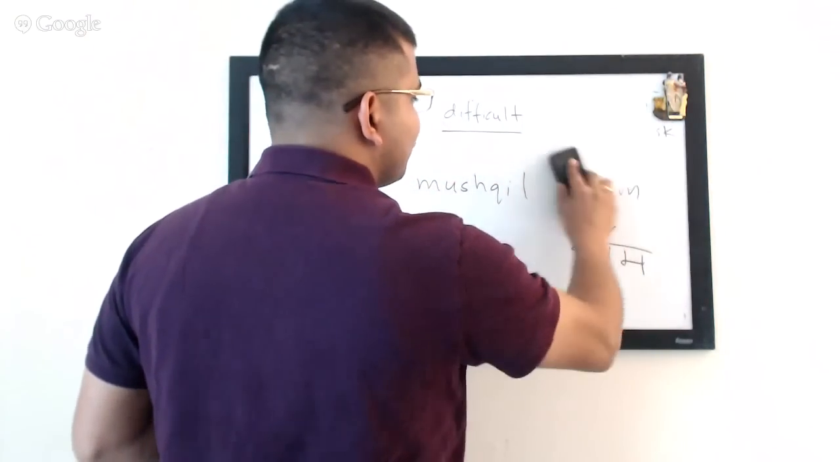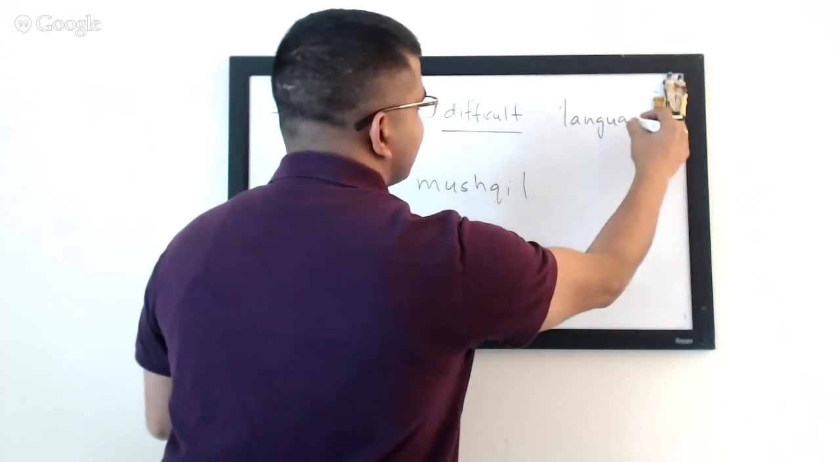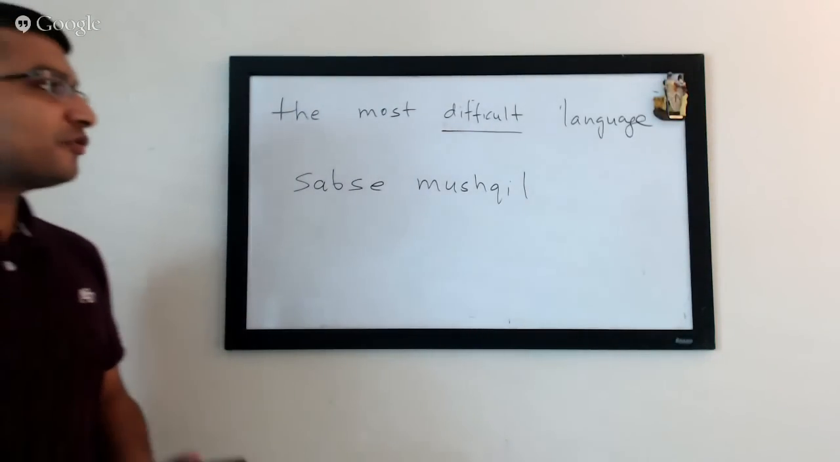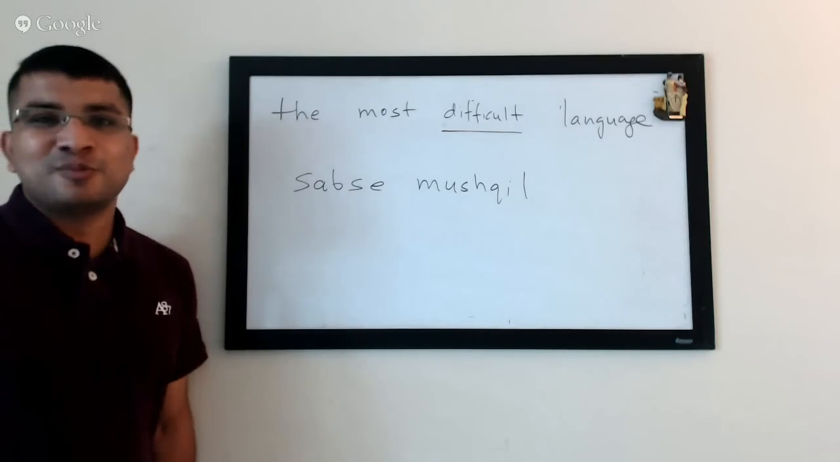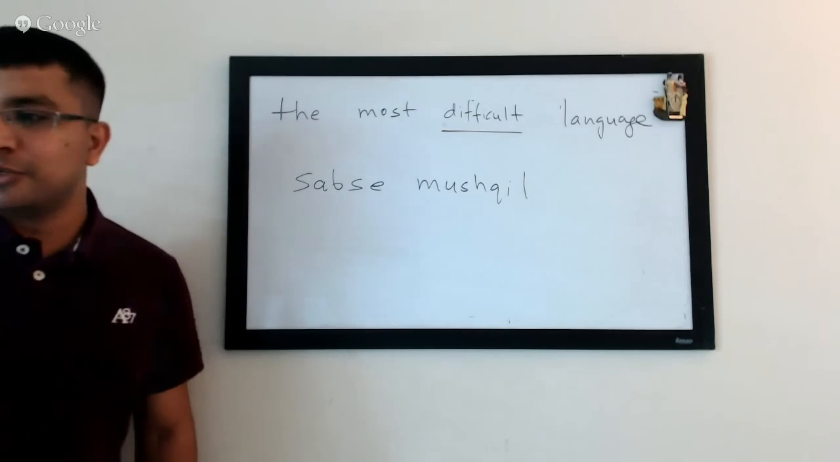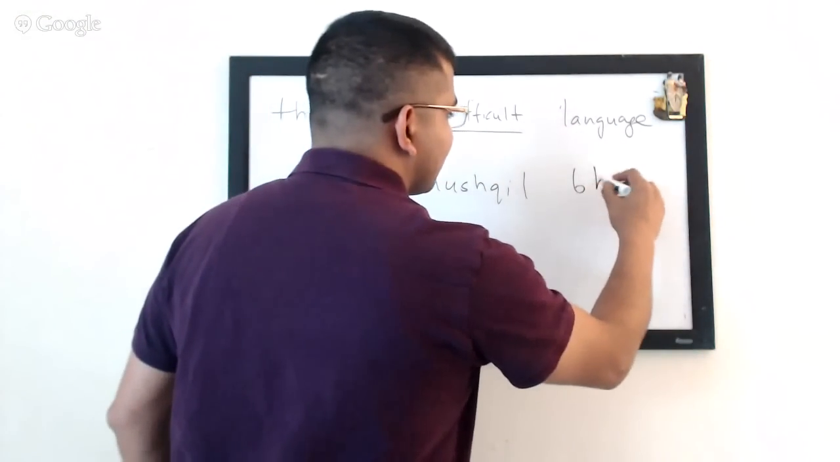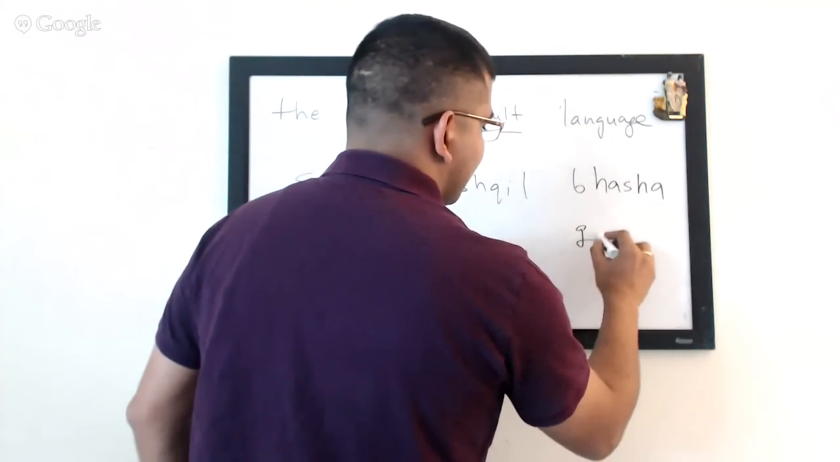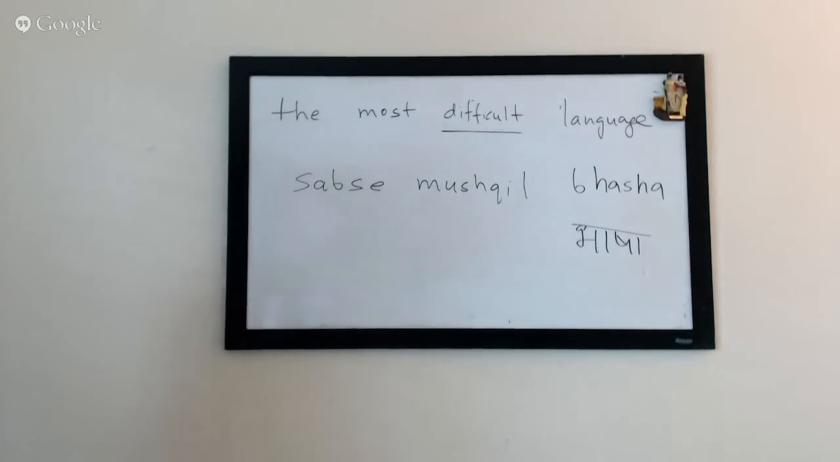So let's take some more. Language. You've already done it, so it should be rather easier for you. Most of you are language learners, so most of you know more than 2-3 languages. And let's say you're learning a new language and that's very difficult, and you just want to say this is the most difficult language I've ever learned. How will you say that? Very good. So you say सबसे मुश्किल भाषा. ba, aa, sha, aa, भाषा. सबसे मुश्किल भाषा.